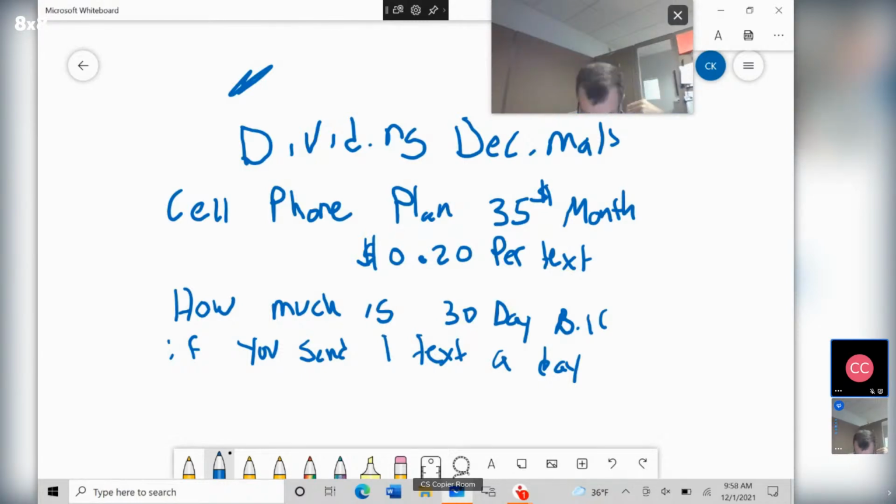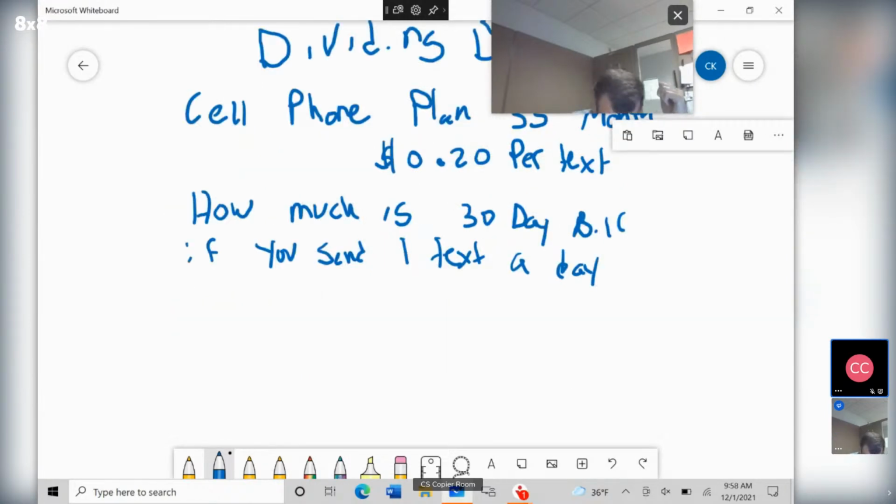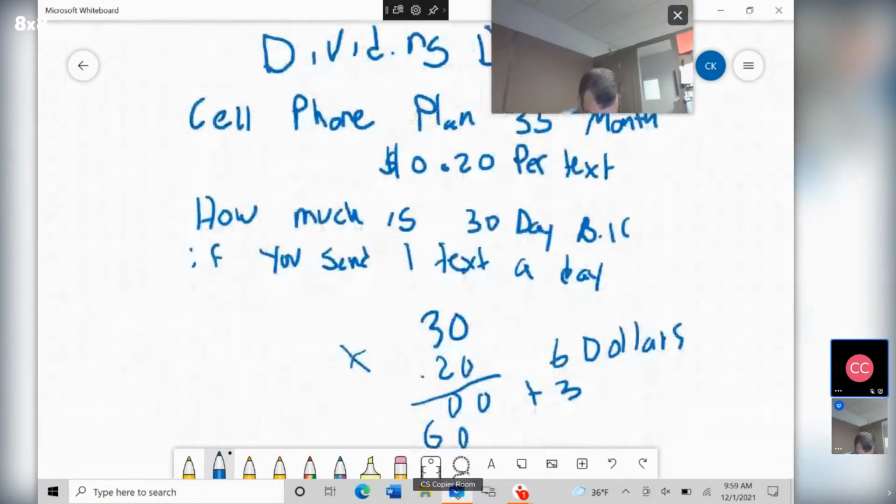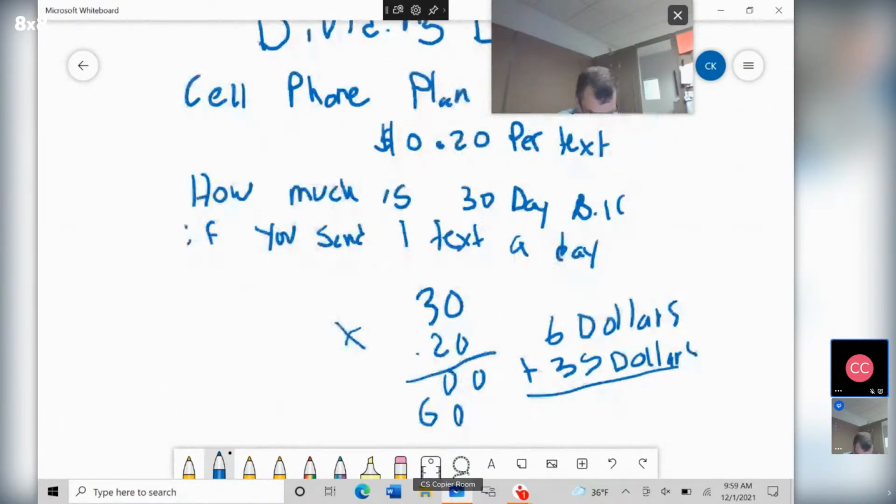So what you'd have to do is, we'll say there's 30 days in a month, and it's 20 cents a text. So this is going to be a multiplication part. We're just going to review before we go to division. So what that would be is 30 times 0.20, and there's two decimals, so it'd be $6, plus your monthly plan is $35. So the total would be $41.